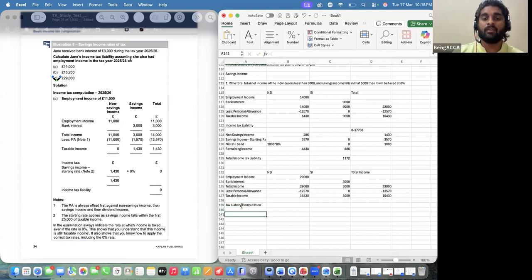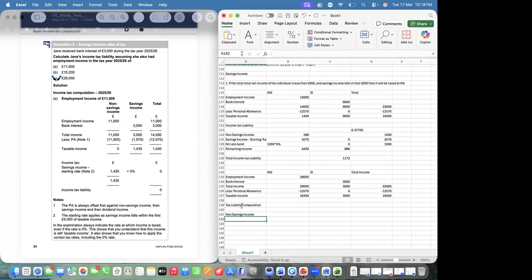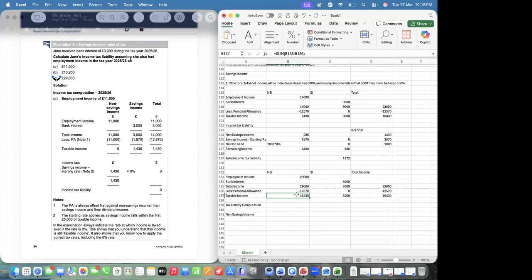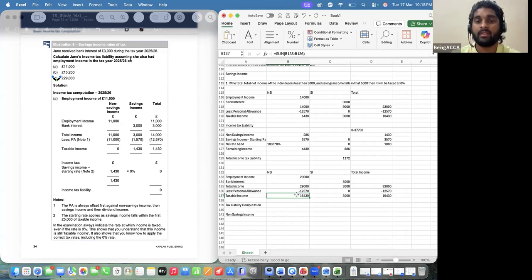So first, what do we have? Non-savings income. Do we have any basic nil rate bands or anything like that? No, sir. We don't. And the non-savings income we know is 16,430. So at what rate? At 20%. Correct. Non-savings income tax is equal to 16,430 into 20%. Absolutely right.